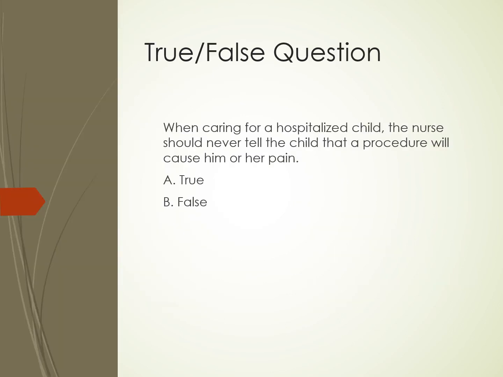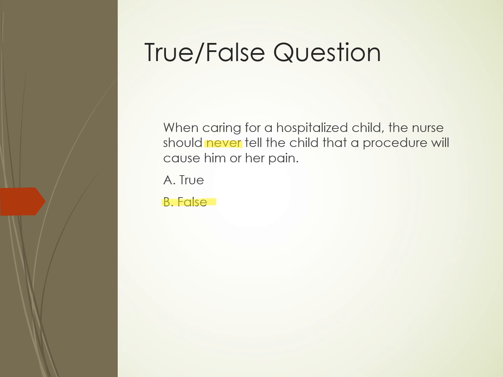This brings us to the end of the chapter, and we have a few review questions here. When caring for a hospitalized child, the nurse should never tell a child that a procedure will cause him or her pain. True or false? Well, first of all, we got an absolute word, never. Anytime you see never, always, it's generally incorrect. So the answer here is false.